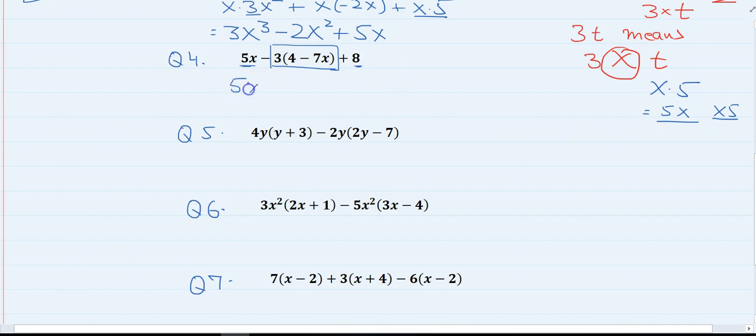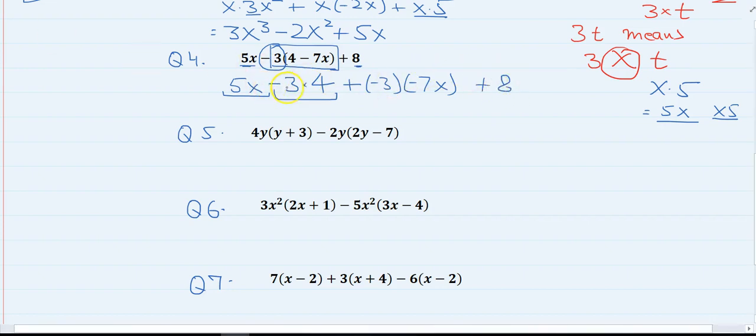So 5x, now this expression is going to be multiplied by minus 3 because minus 3 is outside the bracket. So minus 3 multiplied by 4. This is the first term, this is the second term, then plus minus 3 multiplied by minus 7x and plus 8.